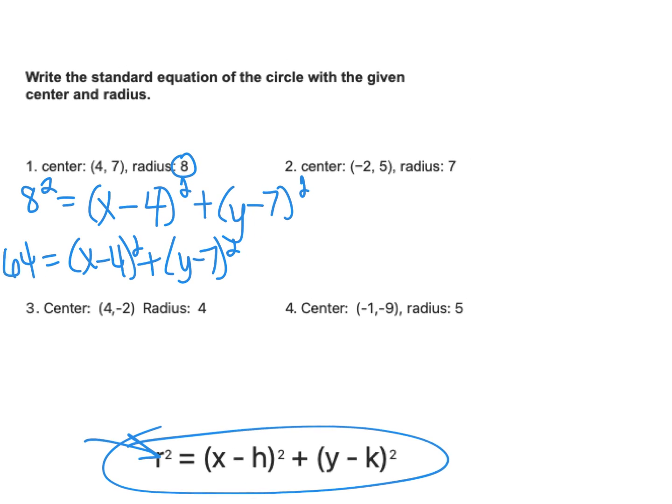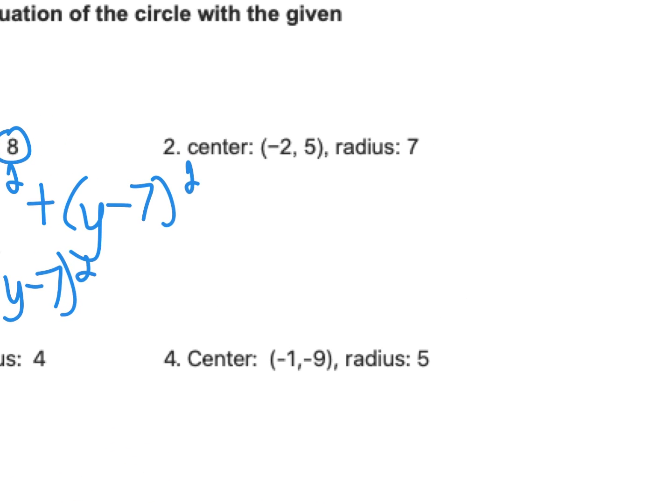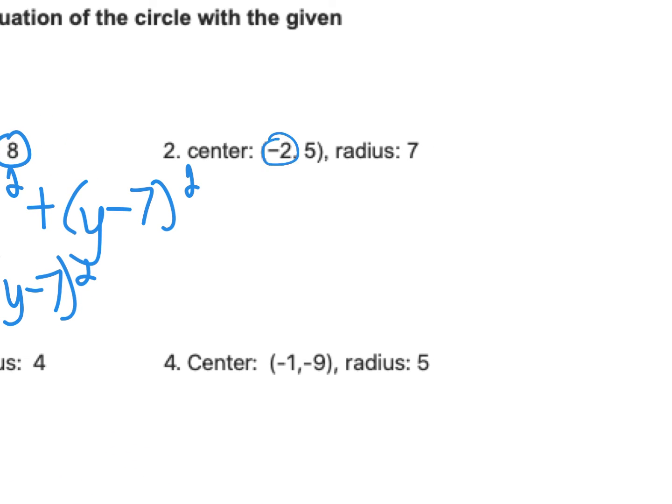Okay, so let's go ahead and look at this next one. I've got a center at negative 2, positive 5, and a radius of 7. So let's start with my radius. I square my radius, inside my first set of parentheses squared plus my second set of parentheses squared.